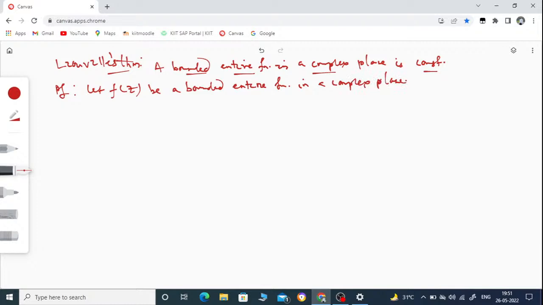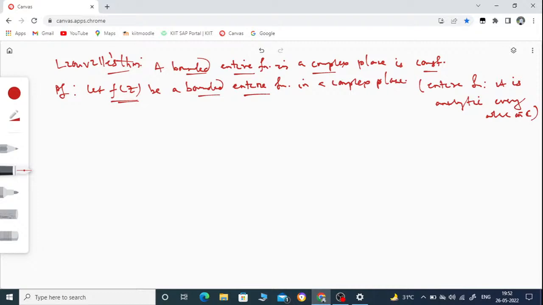Okay, in the complex plane it is given that f of z is bounded and entire. What do you mean by entire function? Entire function means it is analytic everywhere in C. C means the complex plane, the whole complex plane.